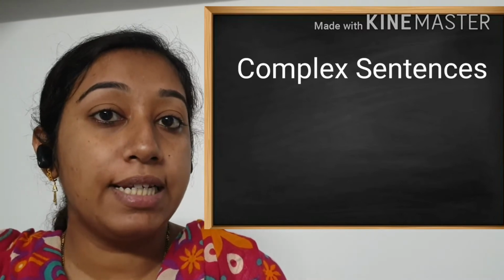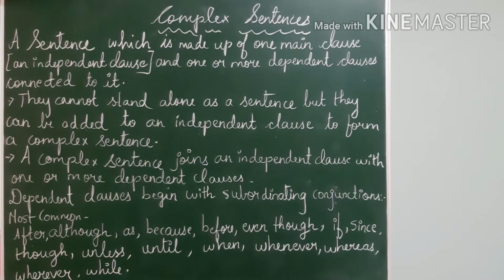A complex sentence. A complex sentence is made up of one main clause and one or more dependent clauses. So, a complex sentence is a sentence which is made up of one main clause, that is independent clause, and one or more connected dependent clauses to it. It is called a complex sentence.